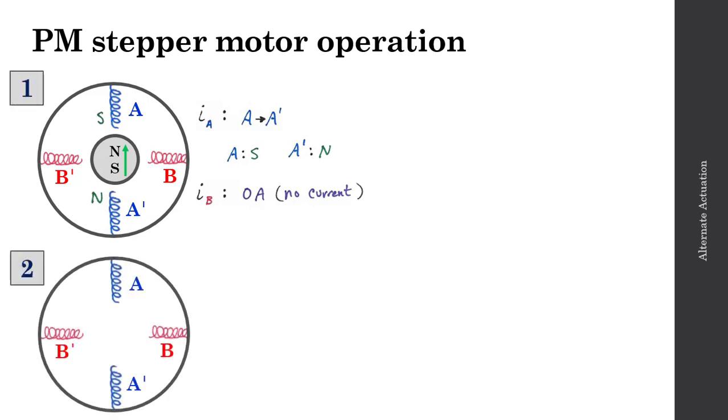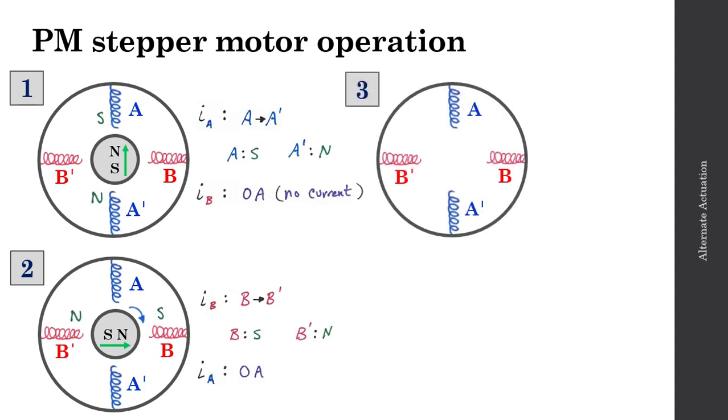And for step two, we'll send a current through the B coil, here from B to B prime. As a result, B is now the south pole, and B prime is now the north pole. And in this second case, there is no current through the A coil. As a result, the rotor pole rotates to align itself to the magnetic field. So by changing our current from a current through coil A to a current through coil B, the rotor has rotated one step.